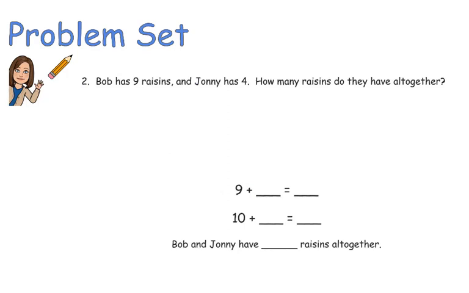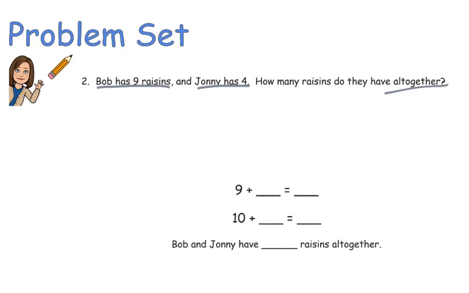This problem is at the bottom of your page. Problem number 2 says Bob has 9 raisins. So we're going to underline Bob has 9 raisins. That's important. And Johnny has 4. We're also going to underline, and Johnny has 4. And the question we need to solve for is how many raisins do they have all together?